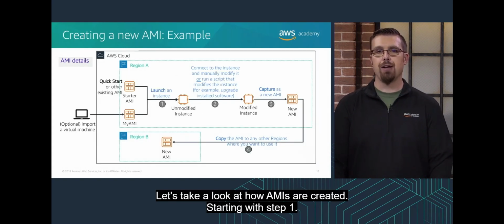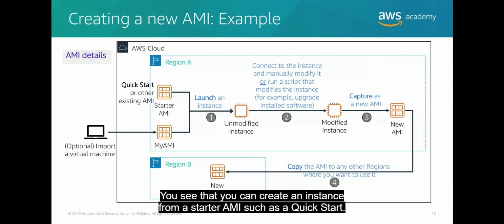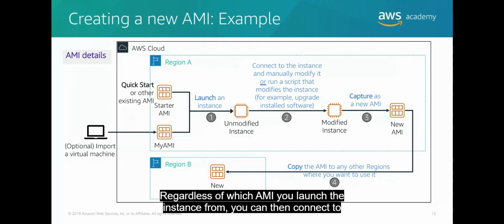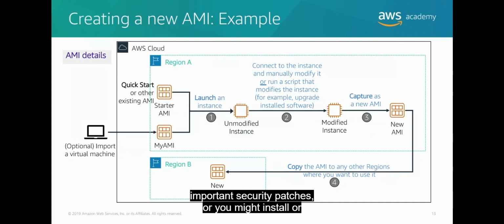Let's take a look at how AMIs are created. Starting with step 1, you see that you can create an instance from a starter AMI, such as Quick Start, or you can create an instance from a virtual machine that you imported from your on-premises data center that you turned into an AMI. Regardless of which AMI you launched the instance from, you can then connect to the instance, which is labeled unmodified instance in the diagram here, and make some modifications to it. For example, you could run a script to update the operating system with important security patches, or you might install or upgrade software on it, such as Python, Java, or other libraries. The result in this is that you come up with a modified instance.